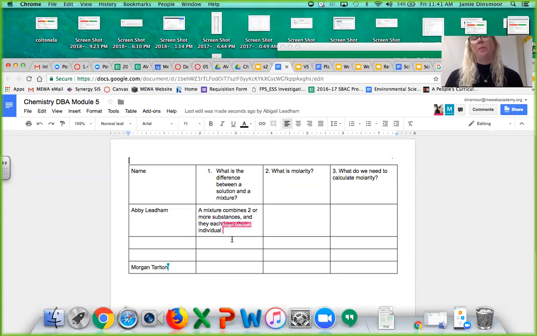Great start on your answer, Abby. A mixture combines 2 or more substances, and they keep their individual properties. Excellent.